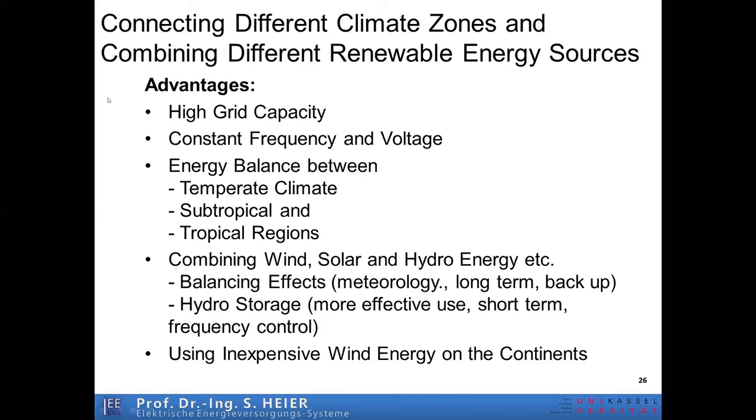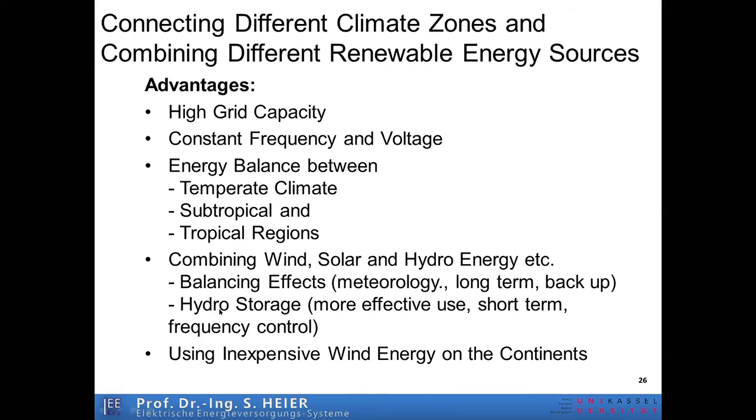Another point will be connecting different climate zones and combining different renewable energy sources. It means that we come to a high grid capacity when we can connect these parts. We come to a more constant frequency in this grid, and the energy balance between temperate climate, subtropical and tropical regions. So we can get a good balance. And combining wind, solar, and hydro energy, there are balancing effects in the meteorological and long term, and so on.